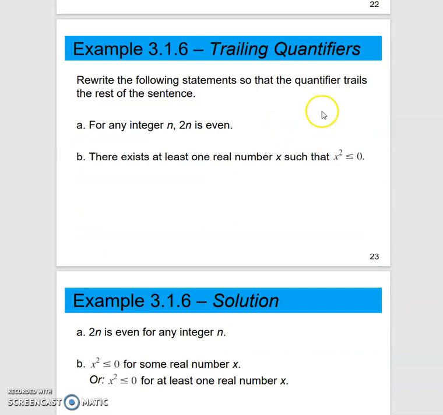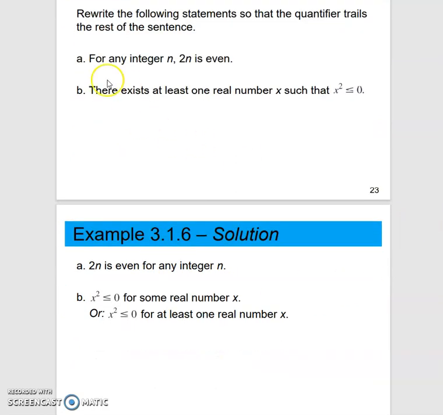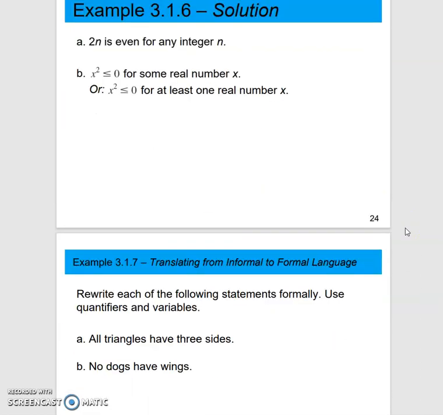So here, we want to rewrite so that that quantifier trails the rest of the sentence. So for any integer n, n squared is even. We could say 2n is even for any integer n. And similarly, there exists at least one real number x such that x squared is less than or equal to 0. I could write x squared is less than or equal to x for some real number x. We could also say for at least one real number x. Again, there's often more than one way to phrase that.